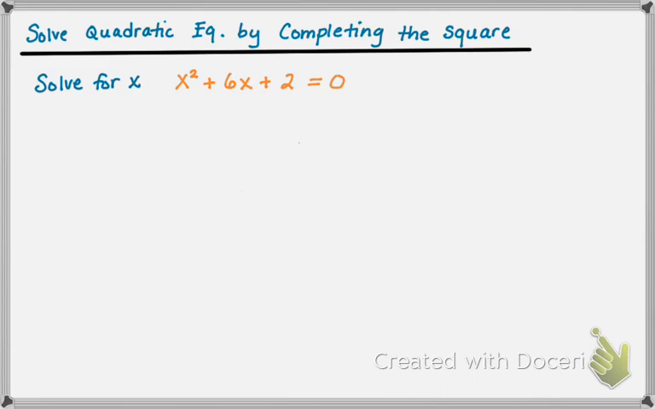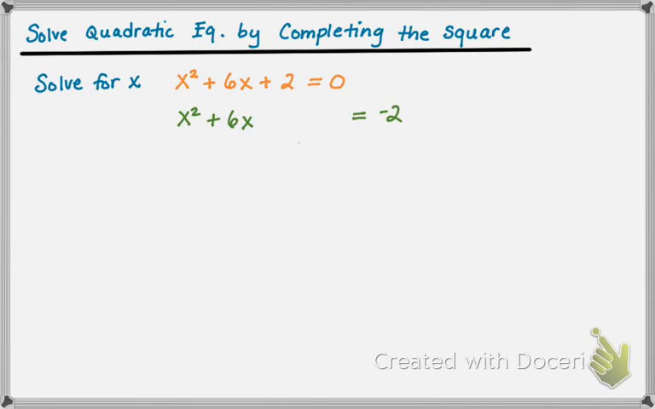And if I try to find factors of 2 that add to give me 6, I wouldn't be able to find any. So in order to solve this, I would have to complete the square and force it to be able to factor somehow. So let's complete the square by temporarily moving the 2 over. So I would have x squared plus 6x, and I'm going to temporarily move the 2 over, so negative 2.